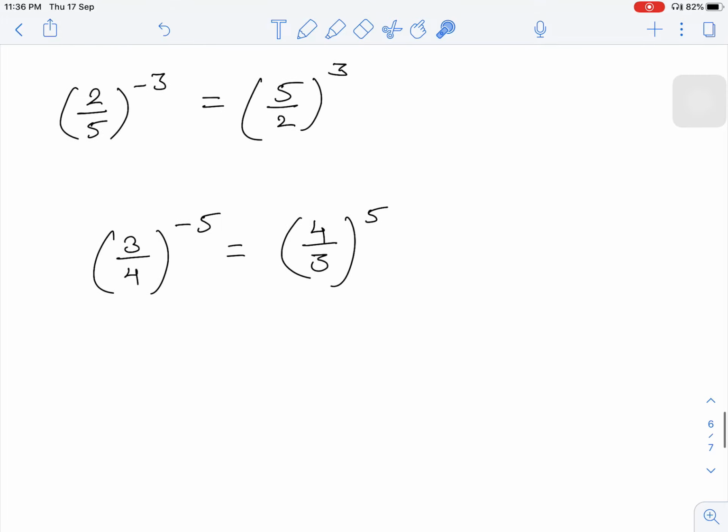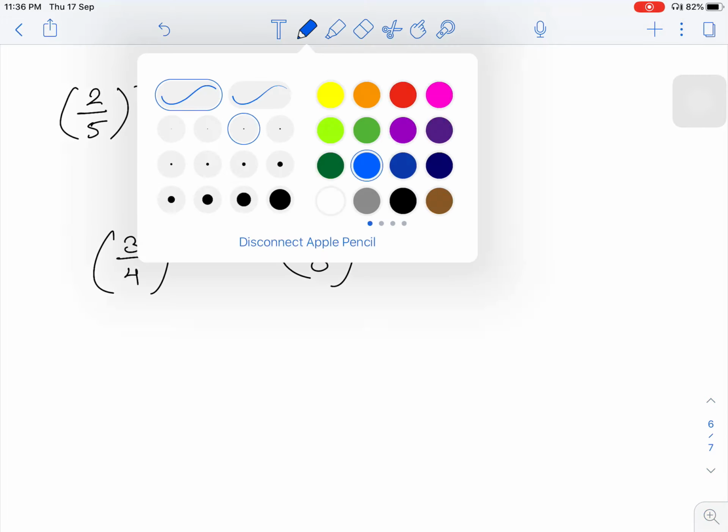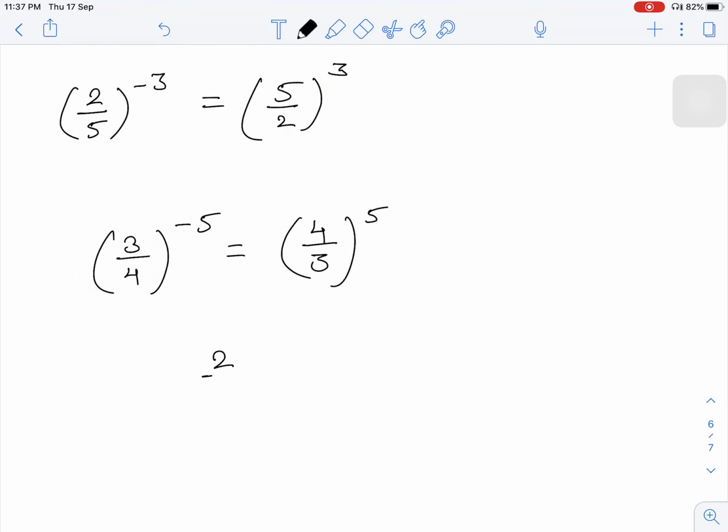Let us consider one last example. Suppose we have a number 2 upon 3 raised to 4. Now I want to write this number with a negative power. So I will take the reciprocal of the base. So 2 upon 3 will become 3 upon 2, and now this plus 4 will become minus 4 over here.